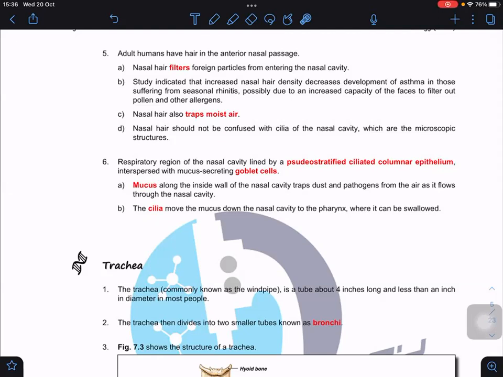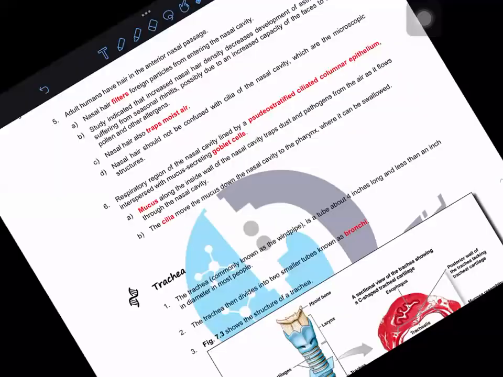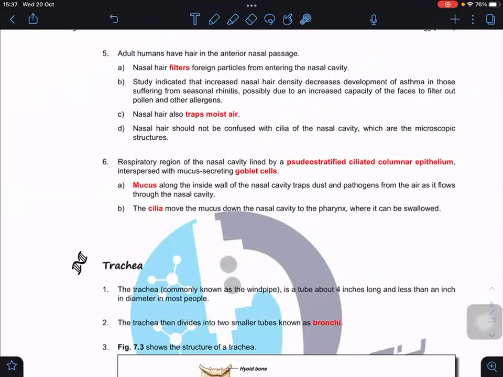So the respiratory region of the nasal cavity is lined with pseudostratified ciliated columnar epithelium interspersed with mucus-secreting cells called goblet cells. The goblet cell is the one that produces mucus, or more precisely, mucin, the chemical that forms the mucus. Pseudostratified ciliated columnar epithelium is also known as ciliated epithelium. This ciliated epithelium has cilia to help us clean the mucus.